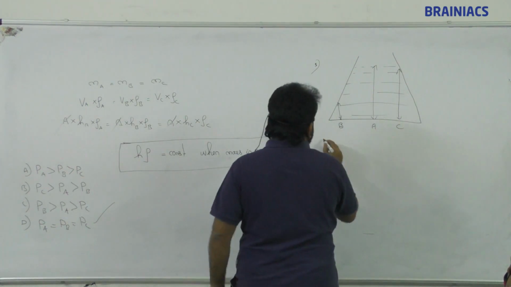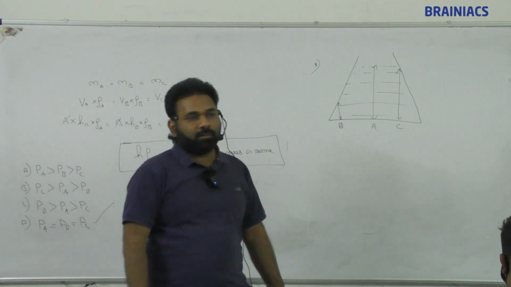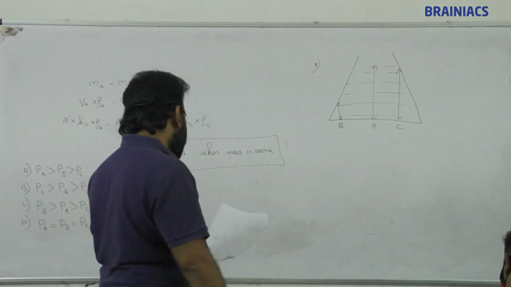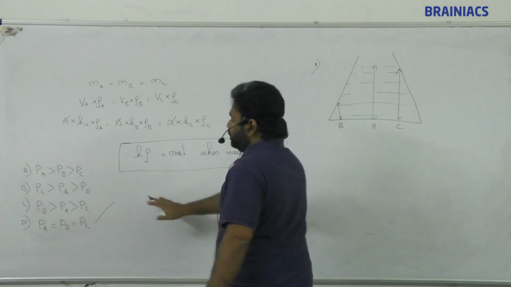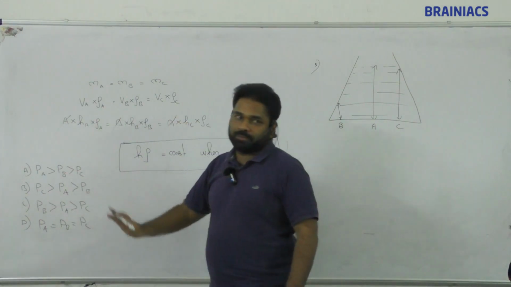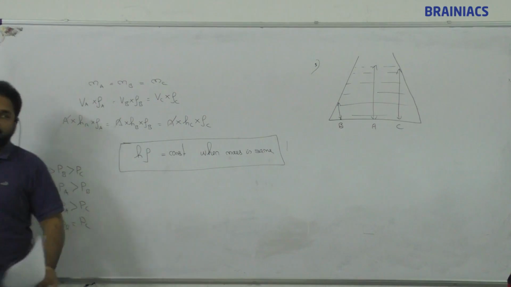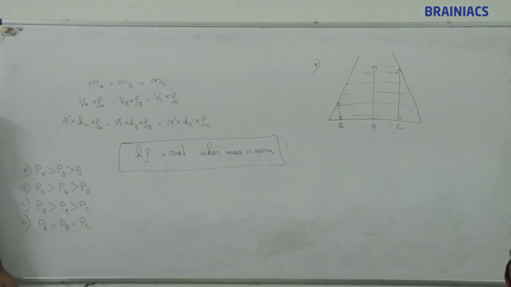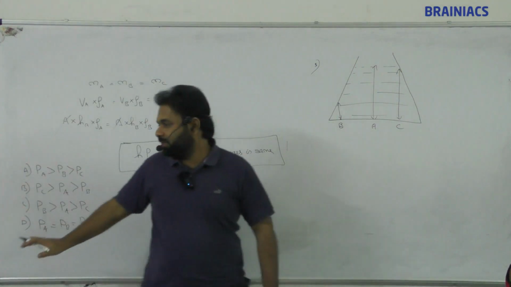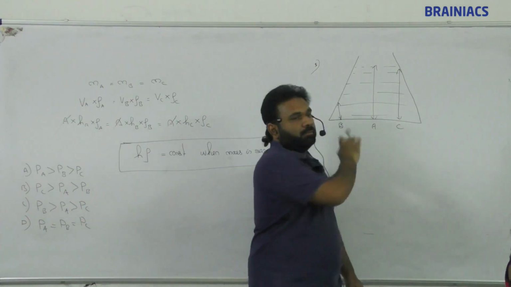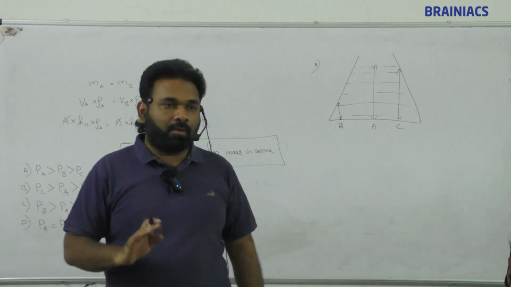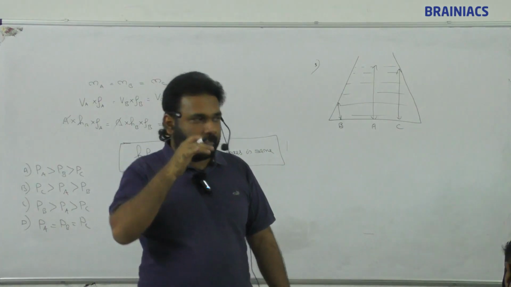Okay, this is a beaker full of water. Three points are given, A, B and C. Same options. What is the answer? B. D. Any other answer? These are the options. This is the question: pressure at different points A, B, C. What will be the answer?